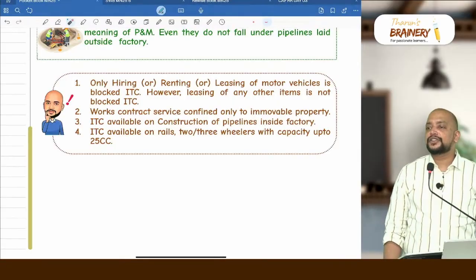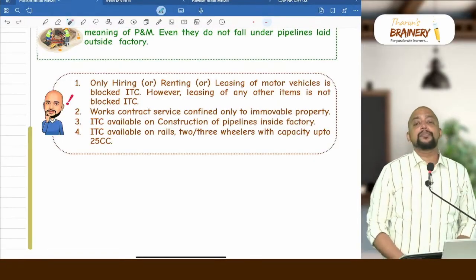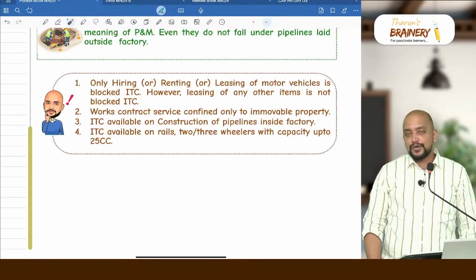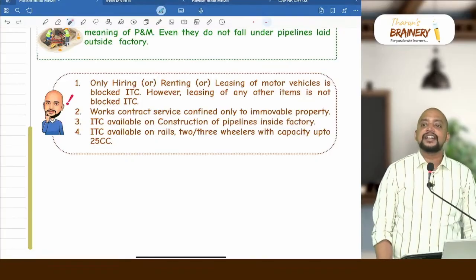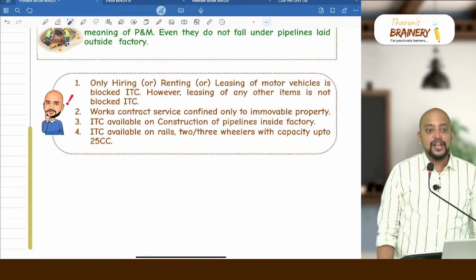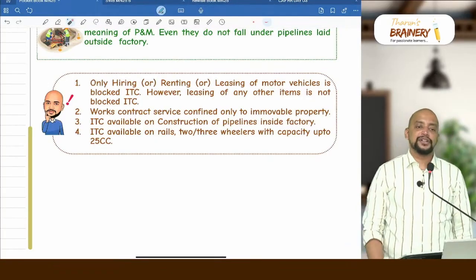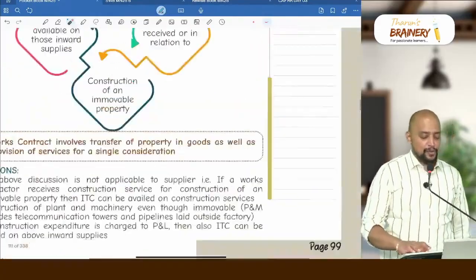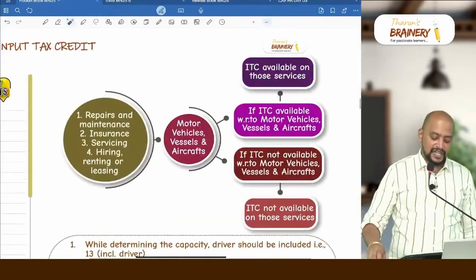Can they take ITC with respect to that? Yes. But immobile property constructed is blocked credit. Immobile property constructed is blocked credit, but renting is not blocked credit like that; nowhere is it given. Only for motor vehicles they have used the word. Hiring, renting and leasing of motor vehicle is blocked credit, that is specifically given.